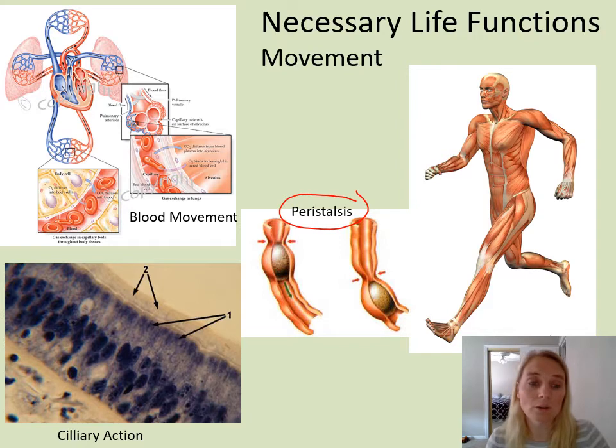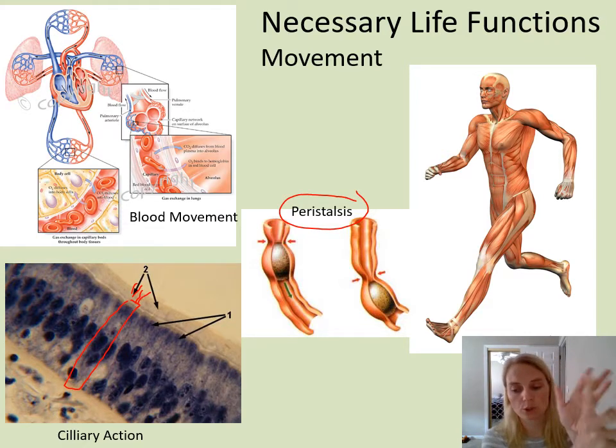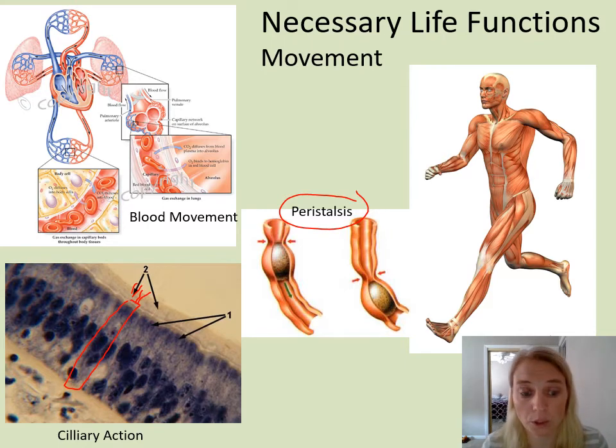We have movement of blood being circulated and pumped through our circulatory system: heart, arteries, capillaries, veins, back to the heart. And then we also have these little cilia. This is a cell, and on its surface there are these little hair-like structures called cilia, and they beat like this. They line part of our upper respiratory tract, and they beat in unison and help to propel mucus and debris up to your pharynx for swallowing or spitting out. So these are all different examples of movement, which is one of our necessary life functions.